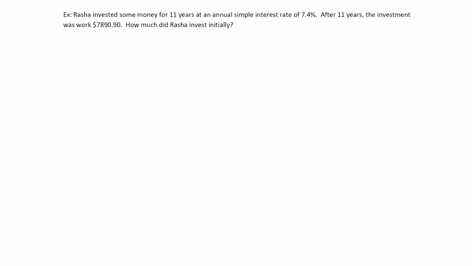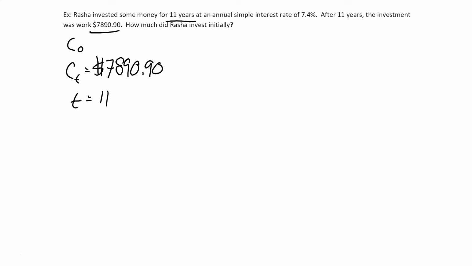Rasha invested some money for 11 years at an annual simple interest rate of 7.4%. After 11 years, the investment was worth $7,890.90. How much did Rasha invest initially? So we're trying to find C0. We've been told that the final value, CT, is equal to $7,890.90. Told the term is 11 years.